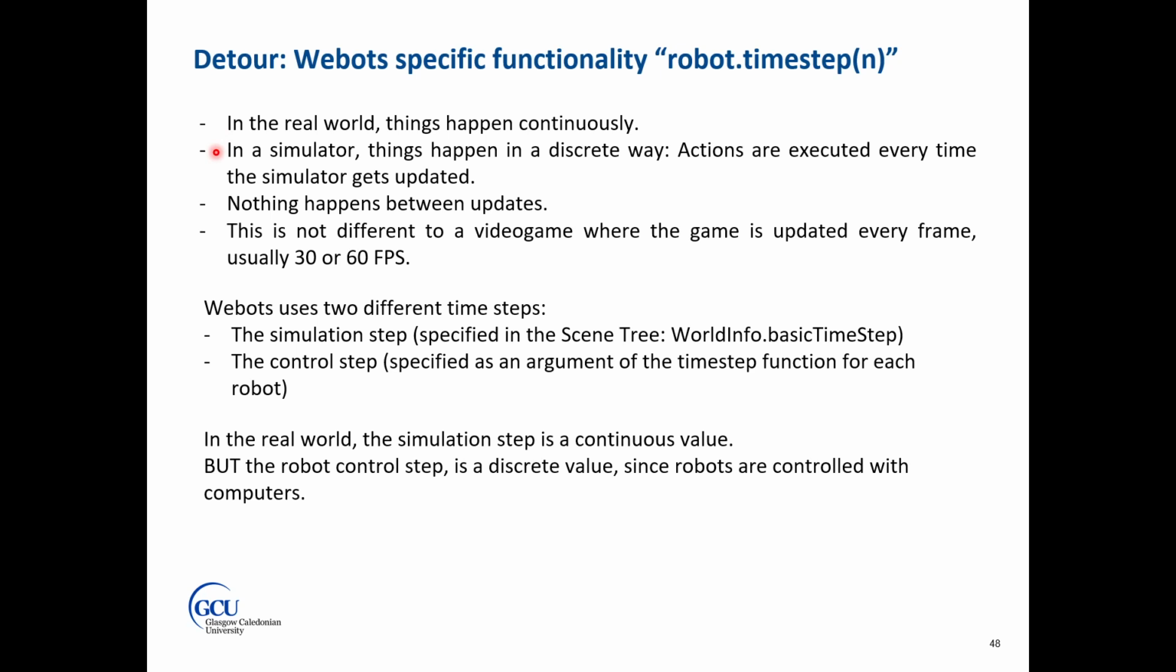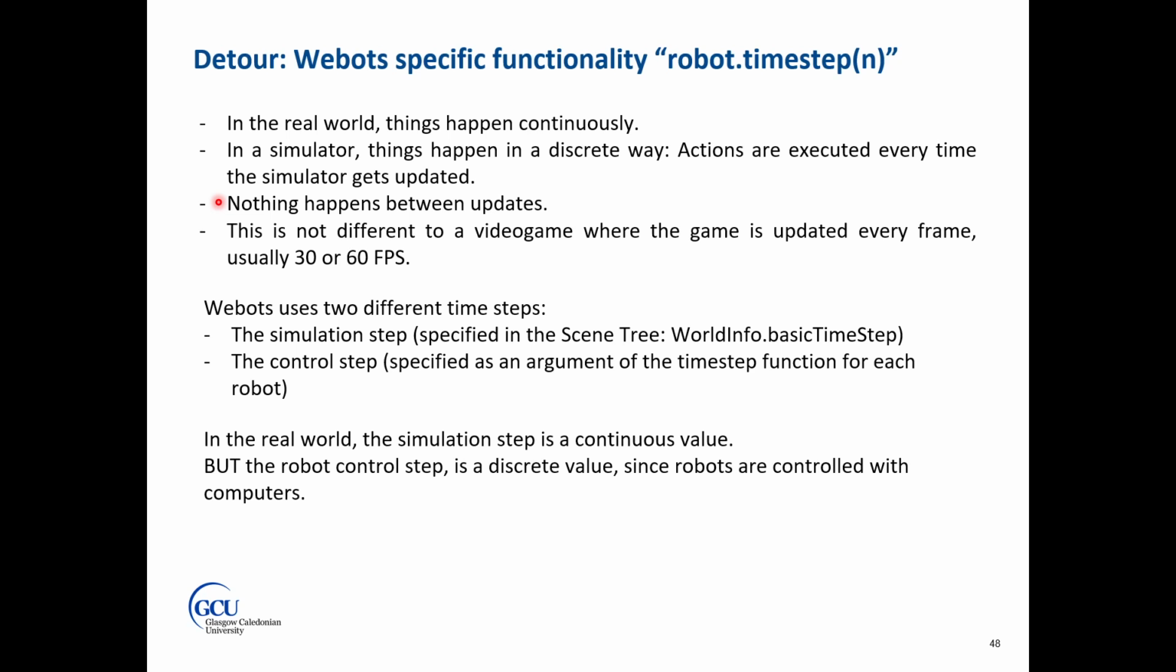So, in the real world, I throw the stone and the stone continuously moves. In a simulator, the stone doesn't continuously move. It moves every time step, which obviously is going to be very small. And we are going to have the illusion that it is continuously moving, but it's not. And nothing happens between updates. So if the stone movement updates every second, on that second, nothing happens.